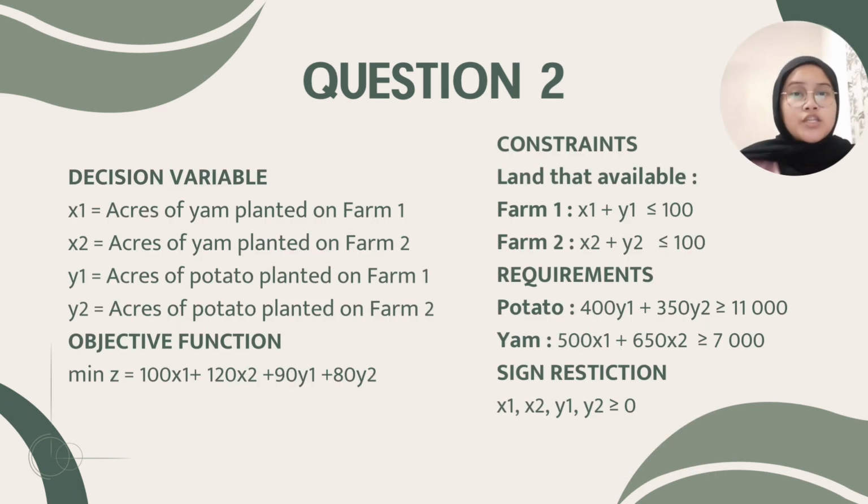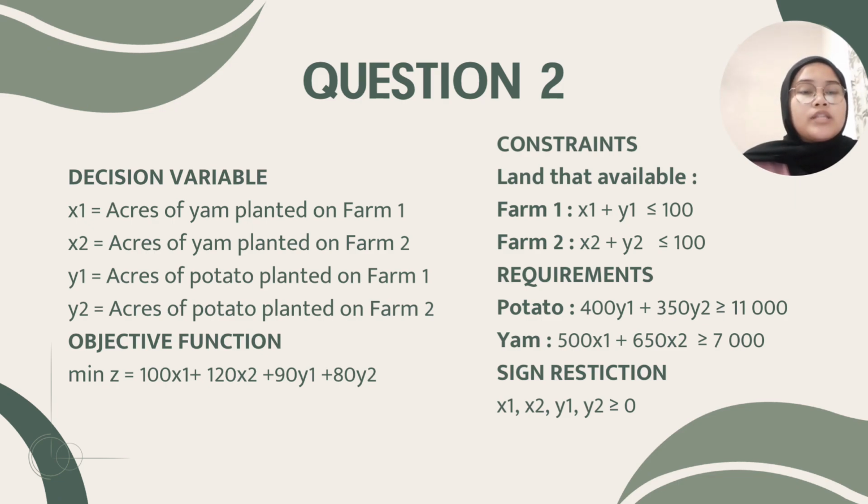Okay, so from the question, the decision variables that we can get are x1 equal to acres of yam planted on farm 1, x2 is acres of yam planted on farm 2, y1 is equal to acres of potato planted on farm 1, y2 acres of potato planted on farm 2. And for the objective function, since the question asks us to find the minimized cost of meeting demands, we get that min z equals 100 x1 plus 120 x2 plus 90 y1 plus 80 y2.